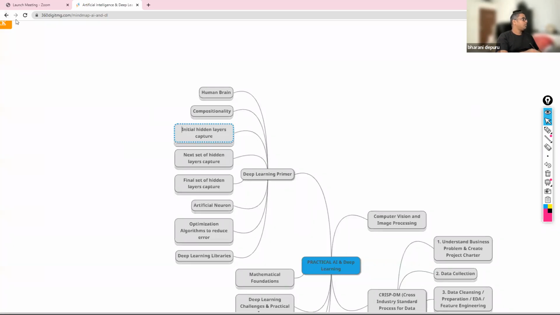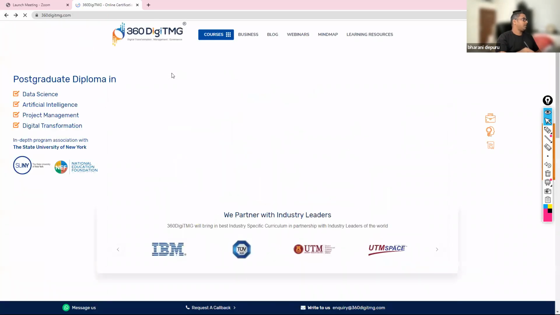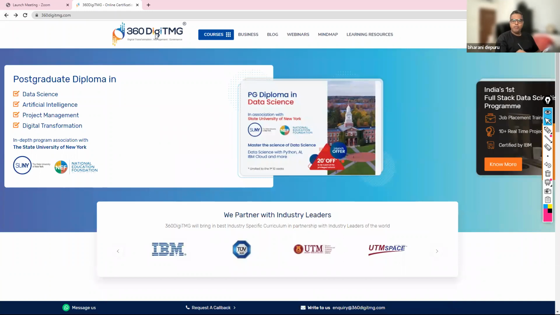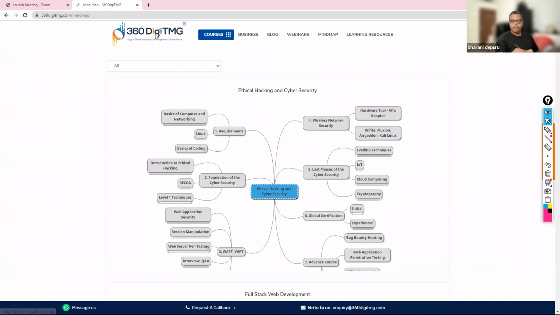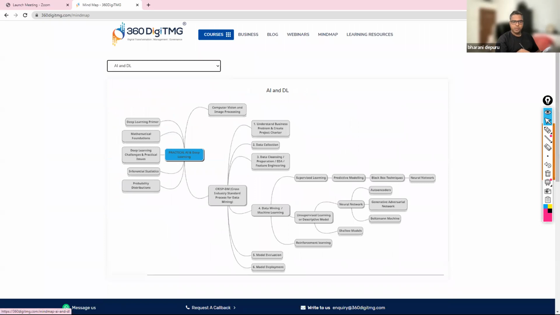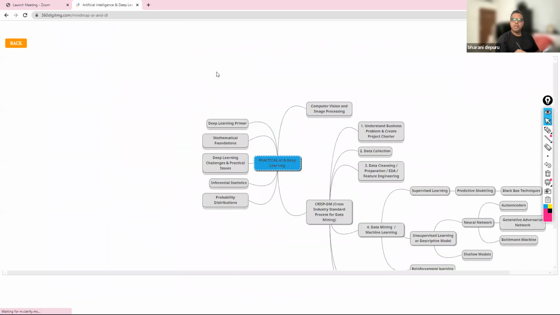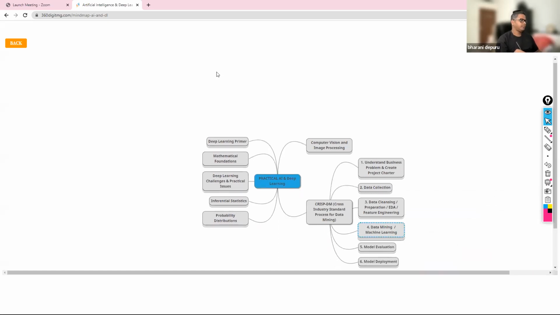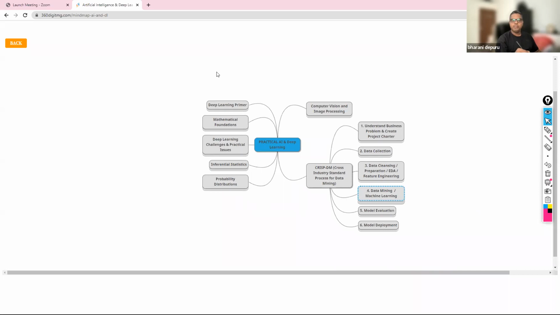If you go to the 360 DigiTMG website, you have an option called Mind Map. When you click on this option and do a drop down, you will find an option called AI and Deep Learning. When you click on that, you will see a specific mind map, and this mind map can be used as a reference for you all to learn neural networks.